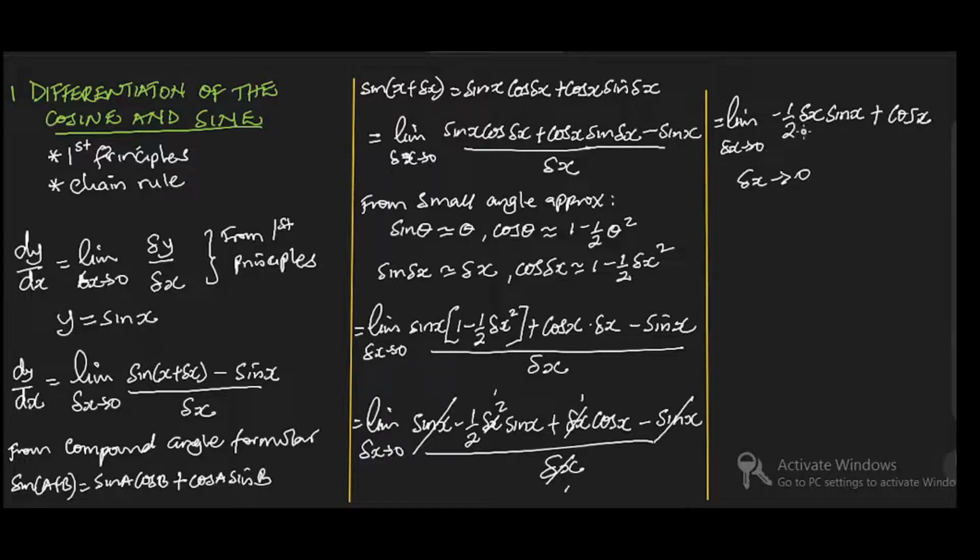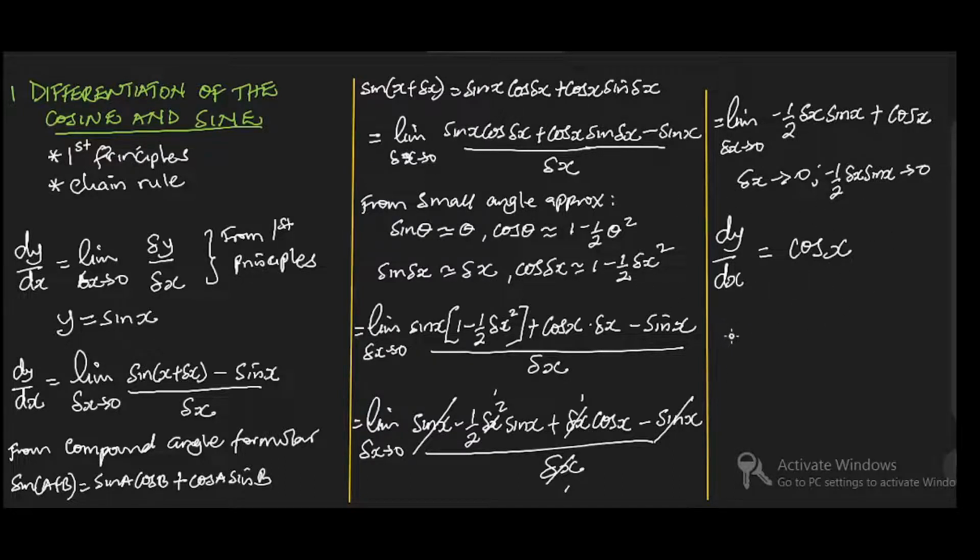And if the small change in x tends towards 0, it means that our negative a half small change in x sine x will tend towards what? It will be 0, because this small change will be 0 and it will multiply through everything. So therefore, we shall remain with dy dx being what? Cos of x. So this will be our final derivative.